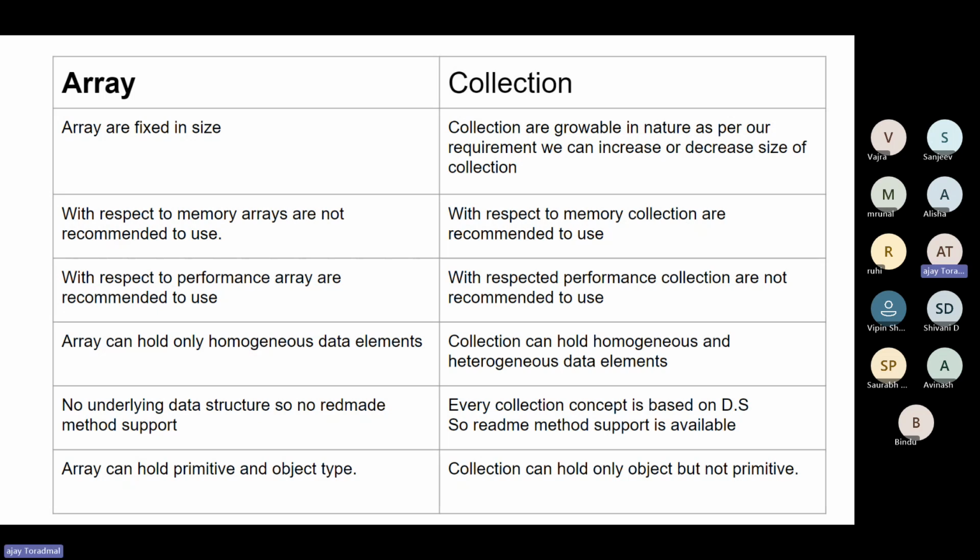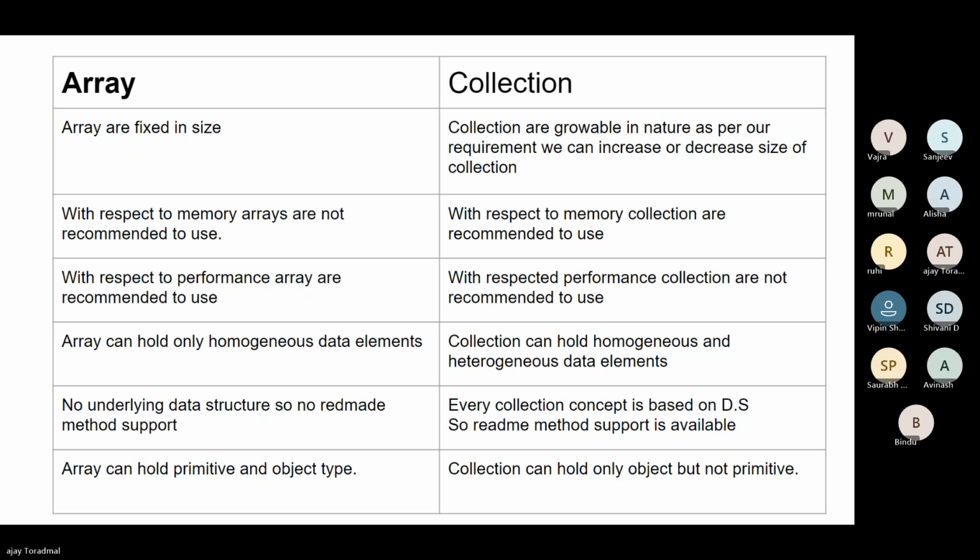For example, if I want to access something, there is one method. If I want to delete something, there is a method. If I want to modify something, there is a method. If I want to do a search operation, or if I want to sort, for each and everything there are separate methods available. So in an array, we have to write the logic. Here, you don't have to write the logic. For each and everything, you will get the method.